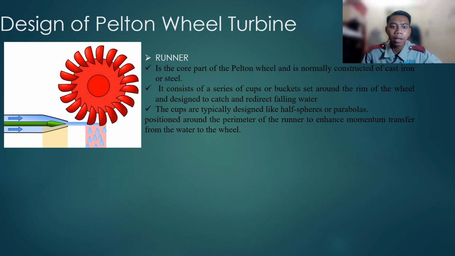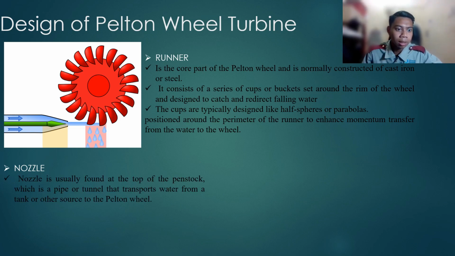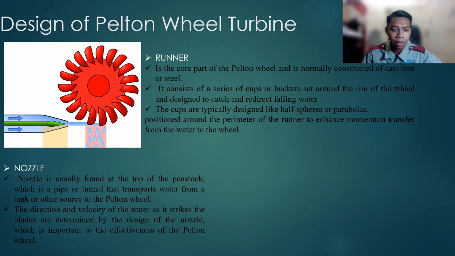Third, the cups are typically designed like a half sphere or parabola, positioned around the perimeter of the runner to enhance momentum transfer from the water to the wheel. Then there is the nozzle. The nozzle is usually found at the top of the penstock, which is a pipe or tunnel that transports water from a tank or other source to the Pelton wheel.